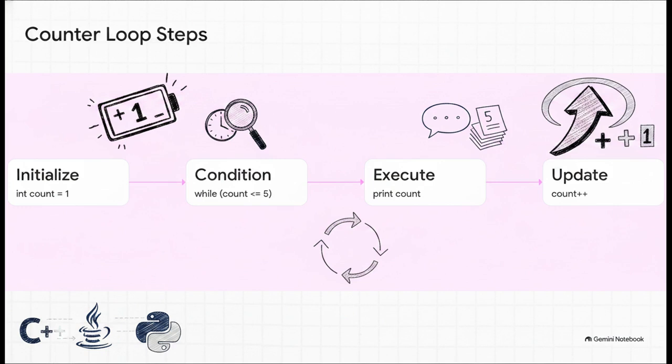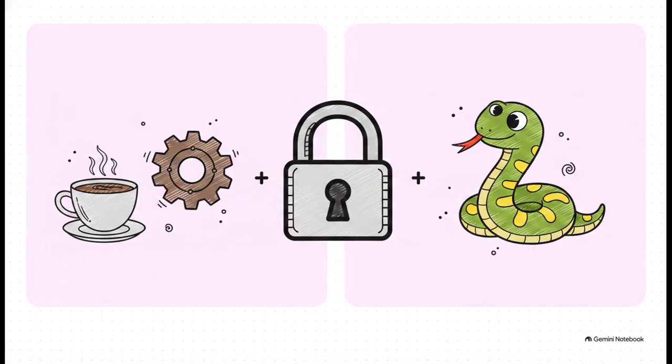And step 4, the absolutely critical part, you update the variable. In C++ or Java, that's count plus plus. In Python, count plus equals 1. If you forget step 4, you are stuck in an infinite loop forever, just printing the number 1, and nobody wants that. Moving on to exercise 2, we're applying a sentinel-controlled loop.